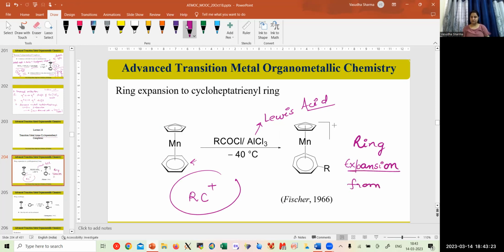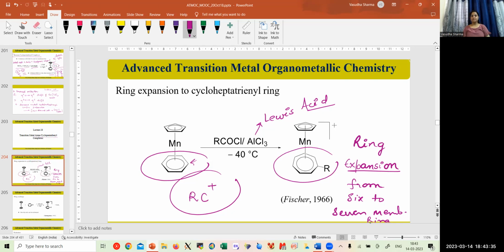From a 6 to a 7-member ring. So here it is C6 and here it is C7, where the C7 has come from this particular carbon. This was designed in 1966 by Fischer, maintaining low temperatures in presence of Lewis acid.